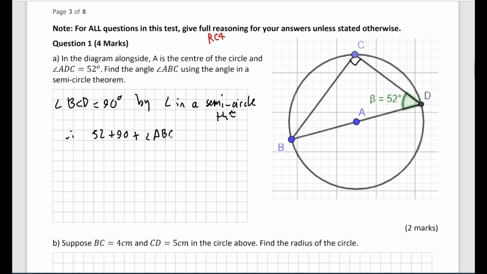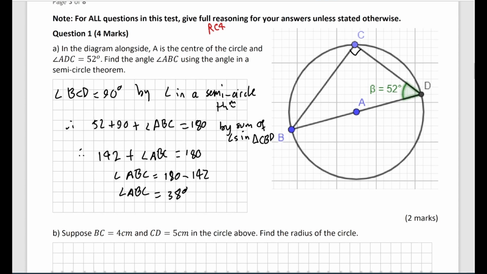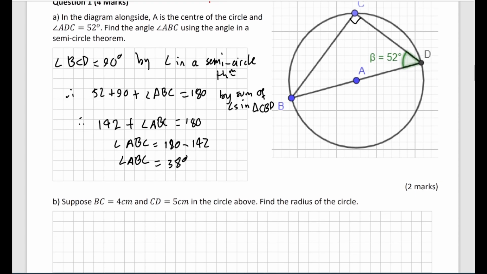ABC equals 180 by sum of angles in triangle CBD. Therefore, 52 plus 90 is 142, plus the angle ABC equals 180. So angle ABC equals 180 take 142, which I believe should give you 38 degrees. All right, suppose that BC is 4 and CD is 5.